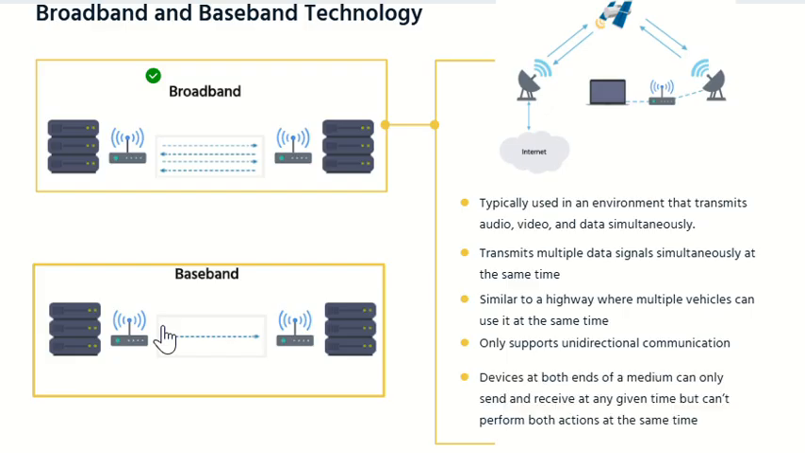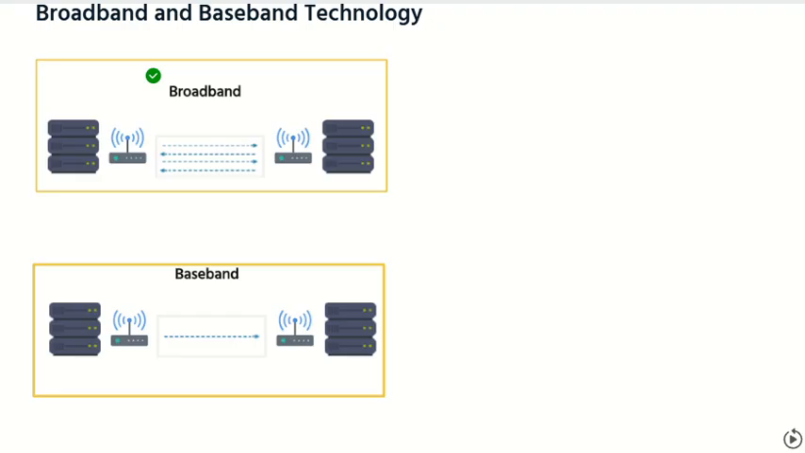Broadband systems are capable of carrying many different channels of data simultaneously, which makes them suitable for long-distance transmission and providing high data rate services. Select the next option.